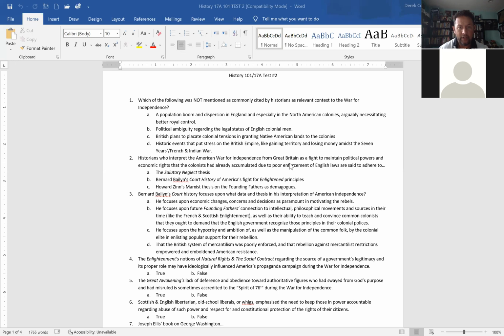Political ambiguity, right? It not being clear about their rights as Englishmen. I make that claim in the introduction as well, and I spoke on that in class. But look at C, British plans to placate colonial tensions and granting Native American lands to the colonies. In the common narrative, it's usually the opposite. Like with the Proclamation of 1763, they were trying at the time to placate the Native Americans, not the colonists, and trying to keep the colonists out of the Trans-Appalachian region, in the West, out of that Western frontier. So that one doesn't fit.